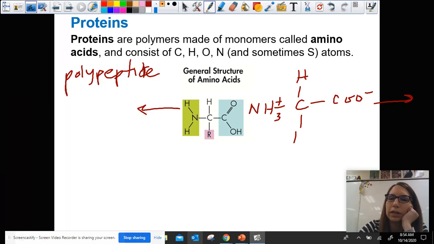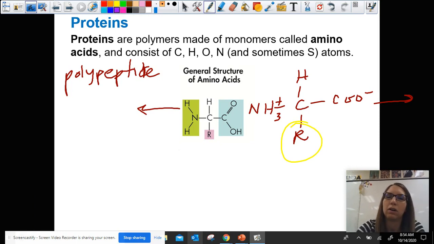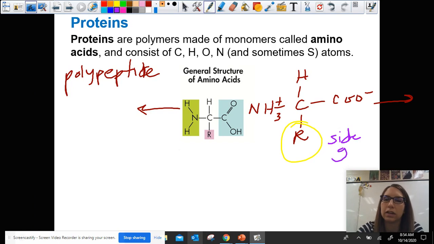The last component here is R. Now, R, if you know anything about the periodic table, R is unique because R is not a symbol of an element in the periodic table. R is something that we call a side group. Now, you can think of it like, okay, it sticks out the side, right? It sticks out in the bottom part of this amino acid. But the side group is unique because it's what allows these amino acids to be different from one another.